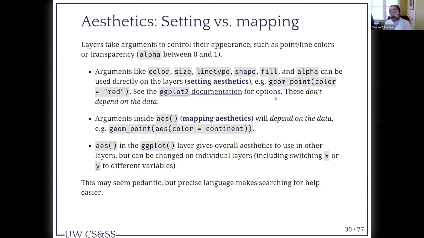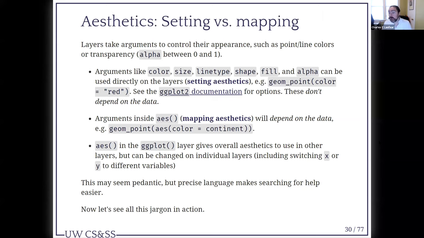So all of this stuff I just talked about might seem pedantic. It might be like, well, it's important to talk about the difference between a setting and a mapping aesthetic and the difference between a layer and an aesthetic. Okay. The reason I'm giving you this is this precise language makes it much easier to Google for help. When you break something in a plot, you don't know how to fix it. If you use the precise language, you will find the Stack Overflow answer that answers your question. If you don't know the language, it's hard to search for answers. So precise language is useful to you. It also helps asking me for help too, but I usually know what people mean.